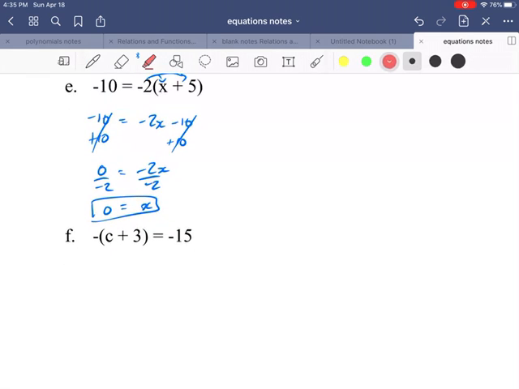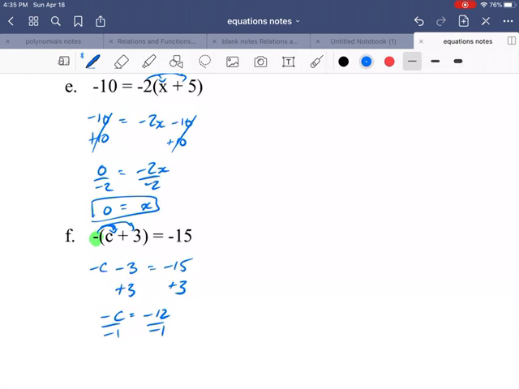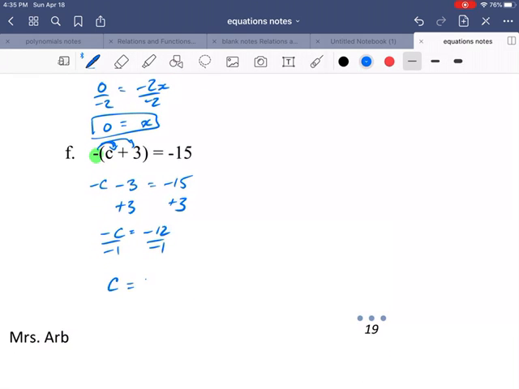This one's a little bit tricky because you don't have a number, but you do have a negative sign. So we still need to distribute that negative. So that becomes negative c, and that becomes minus 3 equals negative 15. Add 3, so negative c is equal to negative 12, and divide by negative 1. So c is equal to 12.